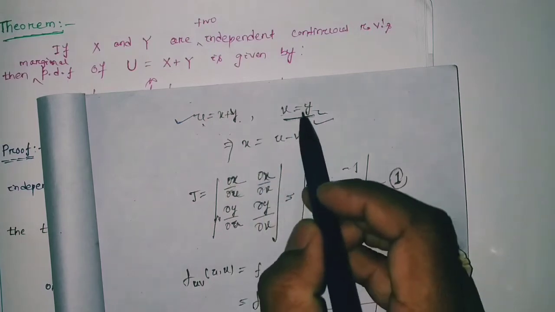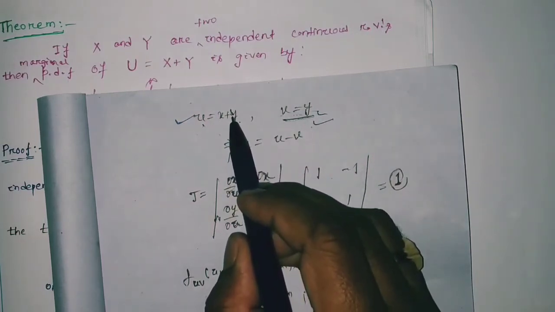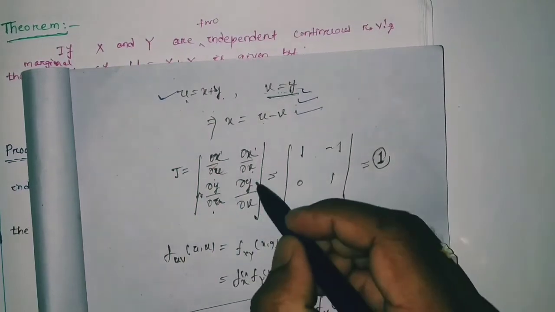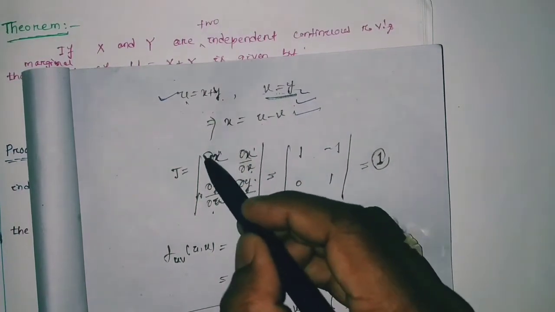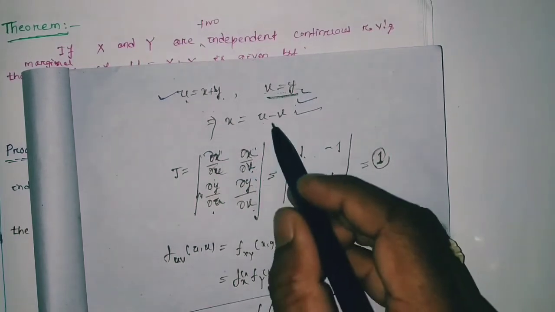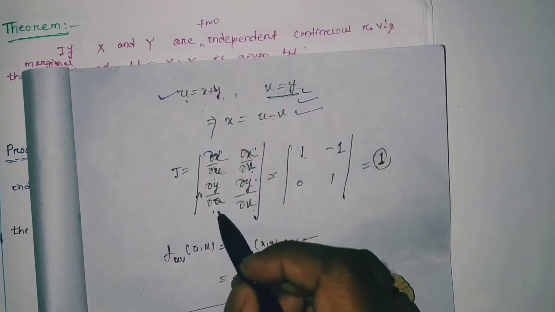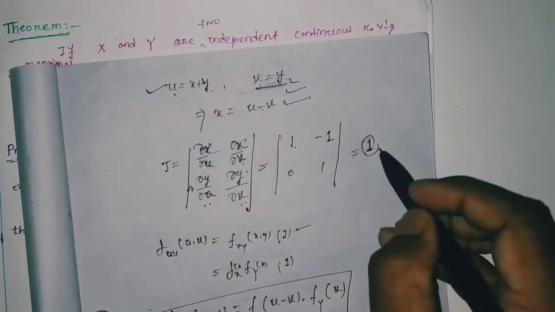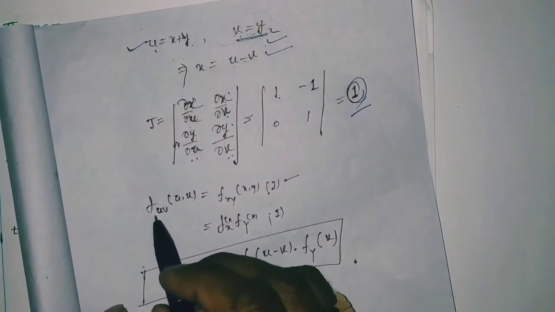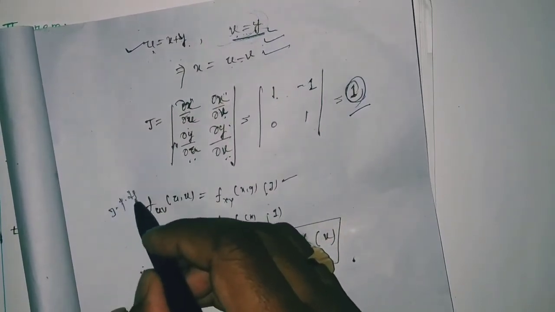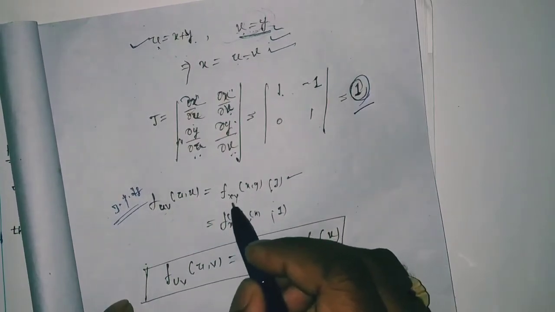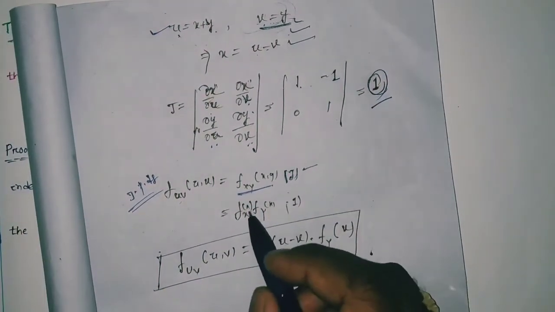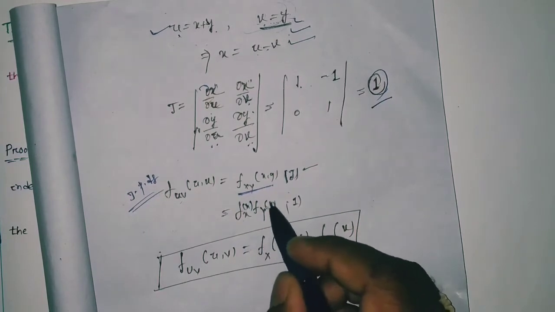So that implies, with v equal to y, x will be u minus v. So the Jacobian is nothing but del x by del u, del x by del v, del y by del u, del y by del v. So del x by del u is nothing but 1, del x by del v equals minus 1, then del y by del u, here u is not there, so 0, and del y by del v will be 1. So here we found the Jacobian equal to 1. Now the joint pdf of uv equals the joint pdf of xy into the Jacobian, right? As x and y are independent, it will be written as f_X(x) f_Y(y) into 1.